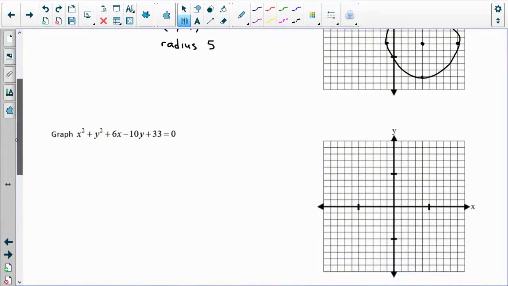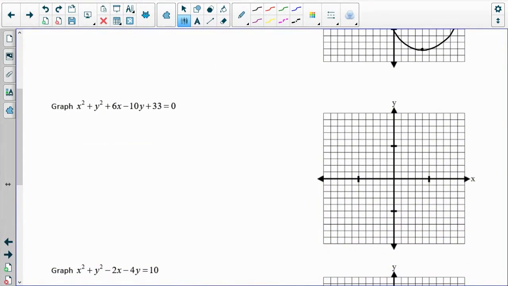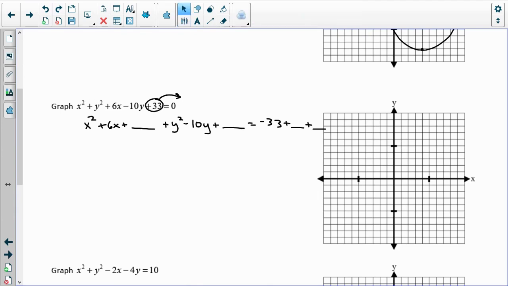Second problem that we're going to look at. X squared plus y squared plus 6x minus 10y plus 33 equals 0. Once again, we're going to group the x's together. Then we're going to group the y's together. And I'm going to subtract 33 from both sides, so then I can easily have all of the numbers on one side when I'm done.